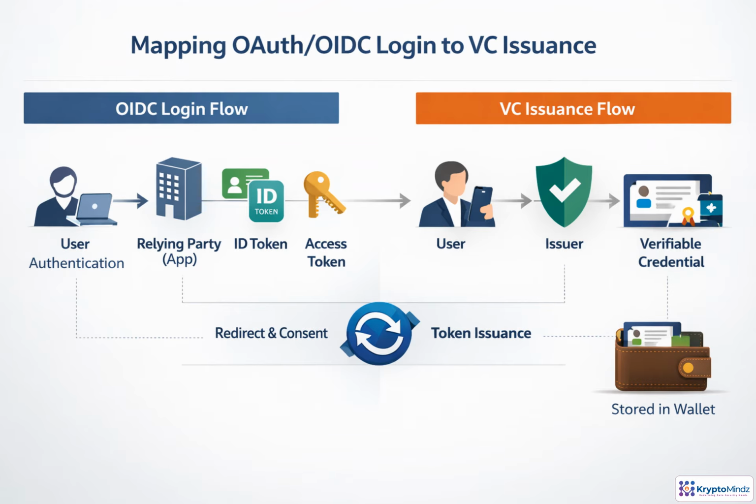If you know OIDC login, VC issuance should feel familiar. A user is redirected, authenticates, gives consent, and receives a result. In OIDC, that result is usually an ID token or access token for an application. In credential issuance, similar trust and consent steps help the issuer decide what to issue, but the output is a signed credential delivered to the holder's wallet. Profiles like OpenID for Verifiable Credential Issuance formalize this pattern.